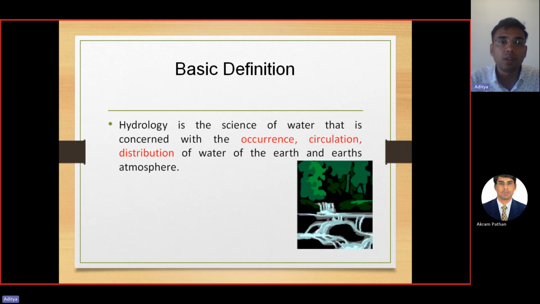First we'll discuss what hydrology is. Hydrology is the science of water concerned with the occurrence, circulation, and distribution of water. Water is present everywhere: in the atmosphere, on the ground, and below the surface. But the water available on or below the surface is useful for us. We have to manage our resources depending on our water balance, and the water present in the atmosphere is an input for the overall hydrological system.